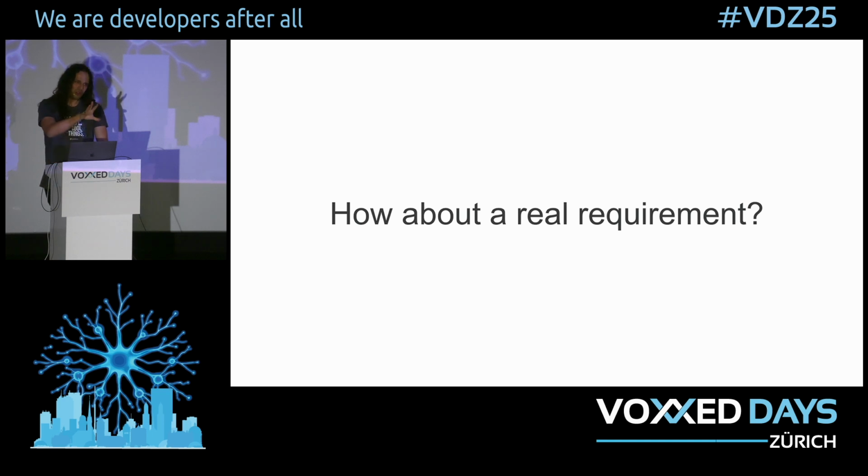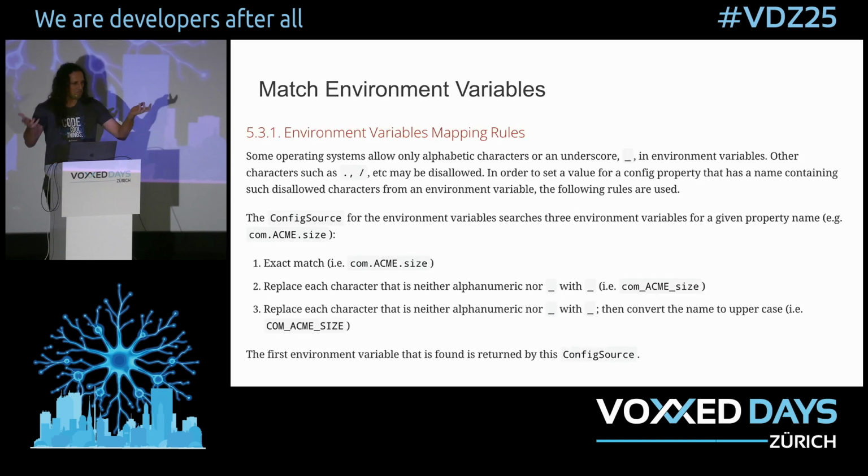So now I want to go for a real requirement, right? As I told you, I work on Quarkus. I work a lot on the Quarkus core, and I do a lot of the configuration work in Quarkus. So I came up with this requirement. They say, hey, for configuration, we want to match the environment variables, right? That's a very standard thing to do. You want to configure your application, you set up some environment variables, and then you have to match them with whatever configuration the runtime has, right?